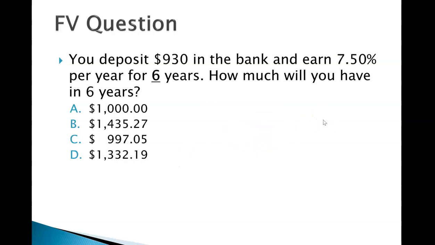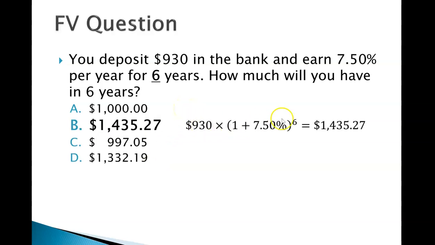Okay, here's another one. Just encourage you to pause the video and practice this one. You're going to put $930 in the bank today, earn 7.5% interest for 6 years. So by now you should remember the formula. You can plug that in, see if you get one of the answers here. And there's the answer there, just using our formula. The answer is B. Okay, so that is the future value formula. Very, very simple formula to use.